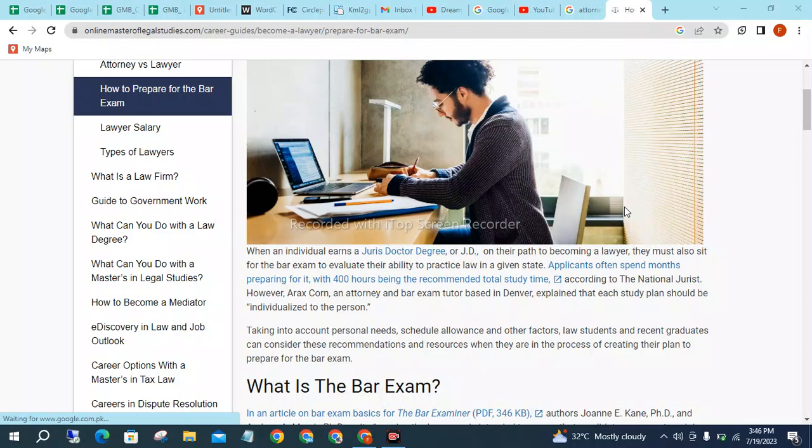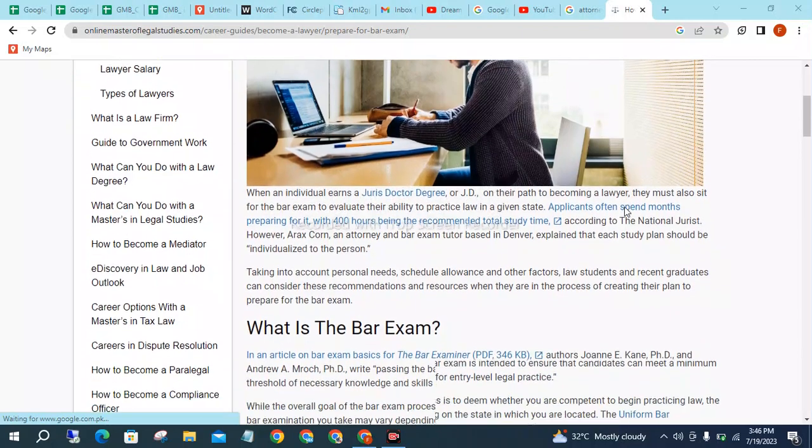Applicants often spend months preparing for it, with 400 hours being the recommended total study time. According to the National Jurist, however, Cohn, an attorney and bar exam tutor based in Denver, explained that each study plan should be individualized to the person, taking into account personal needs, schedules, allowance, and other factors. Law students and recent graduates can consider these recommendations and resources when they are in the process of creating their plan to prepare for the bar exam.